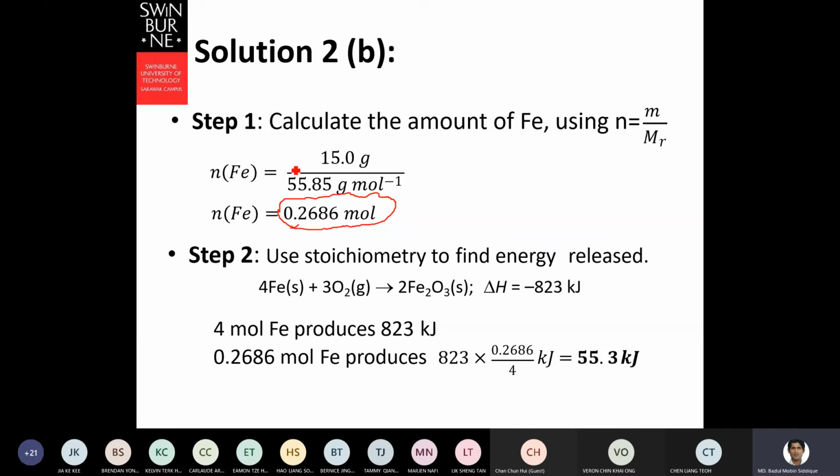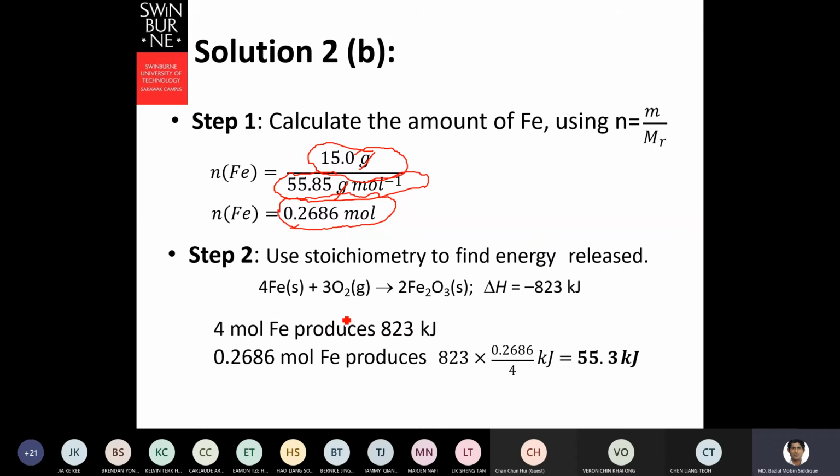So if you have any shaky start, please go back and listen to the recorded session, or if you have any specific question, you can email me. This is how we find the number of moles: grams divided by molecular mass, that is grams per mole. The grams cancel out, and the mole goes from the denominator to the numerator. So 15 grams of iron is 0.2686 moles.